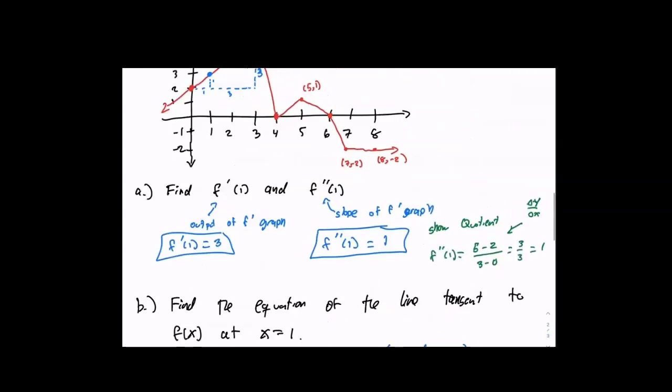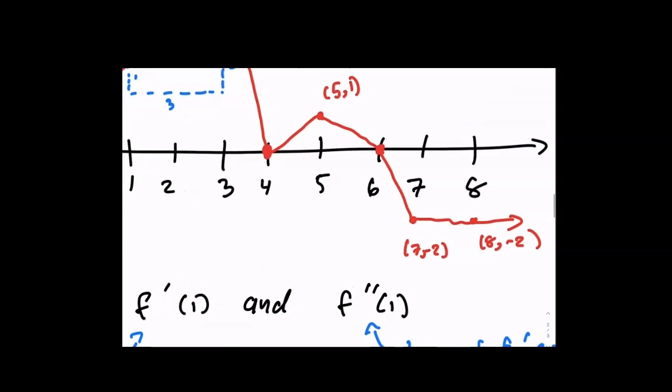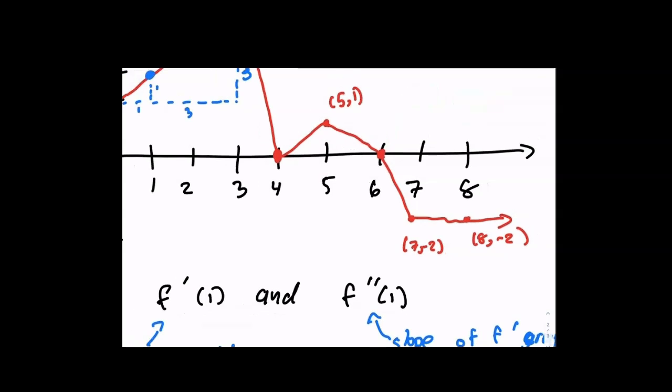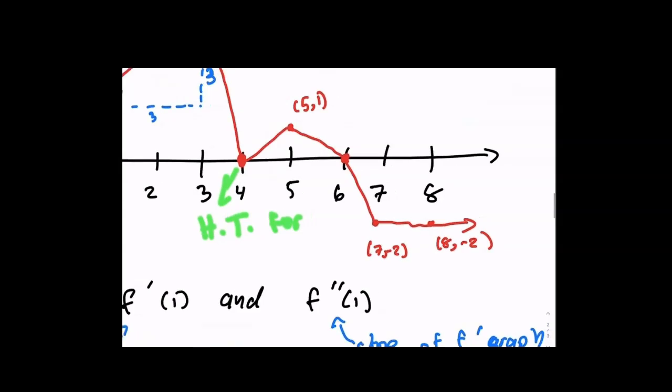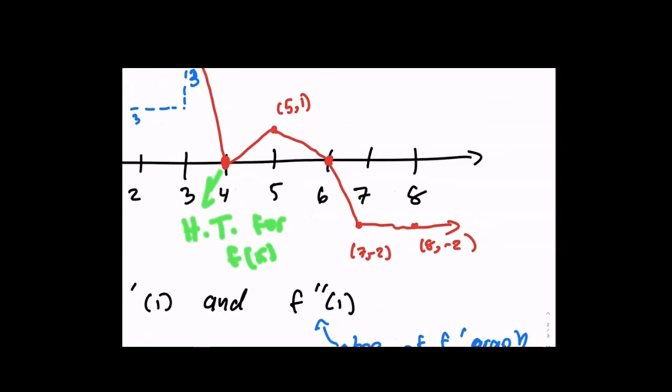So relative maximum for the function y equals f of x right there. Now, I do want to point out right here, this is neither, but I do want to note that there is a horizontal tangent right there. There's a horizontal tangent for f of x there and there. So there are two horizontal tangents.